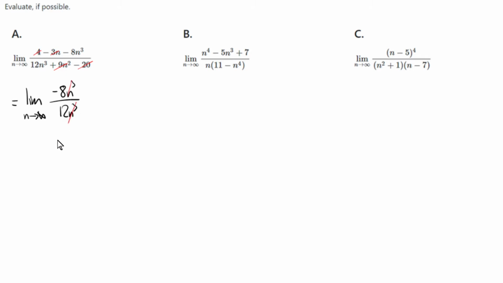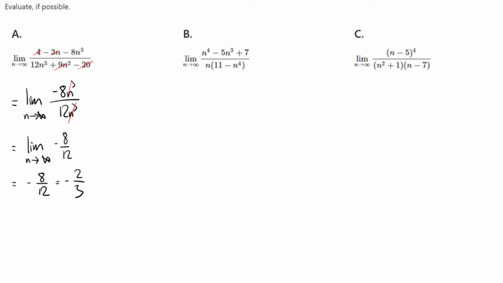In the denominator, we have 12n cubed. The n cubed terms cancel, and we're left with the limit as n tends to infinity of negative 8 over 12. The limit of a constant is just a constant, so the limit here is going to be negative 8 over 12. We can divide by 4. We're going to get negative 2 over 3 as the limit.